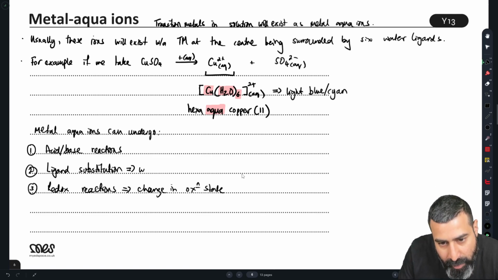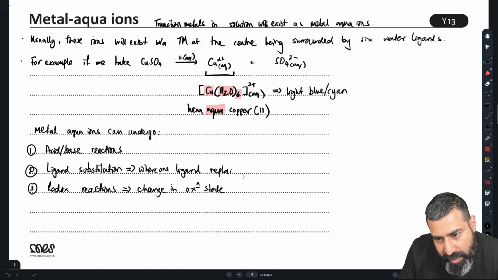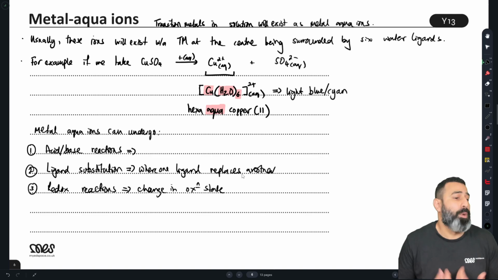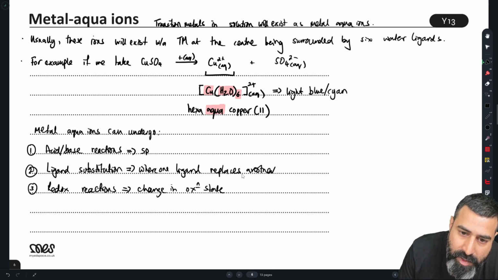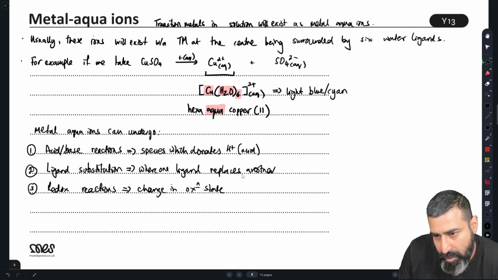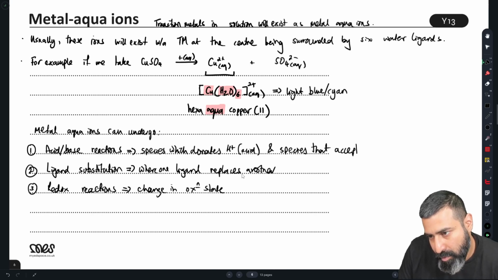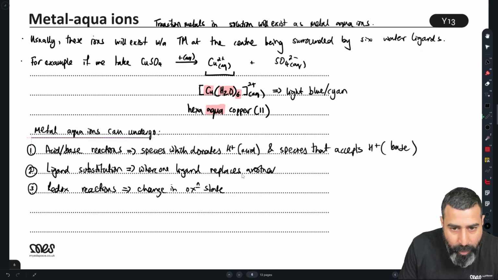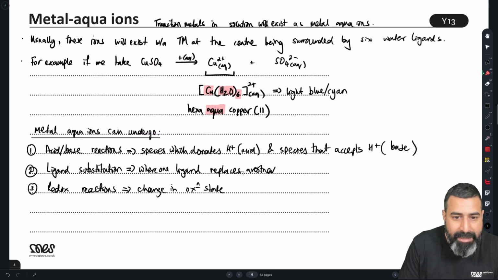A ligand substitution where one ligand replaces another, and acid-base. Remember that acid-base is where we're following the proton. So a species which donates H+, so that's my acid, coupled with a species that accepts H+, and that is my base under the Bronsted-Lowry definition. So we need to know what type of reactions these guys undergo. And what we're going to focus on in today's video is acid-base reactions.